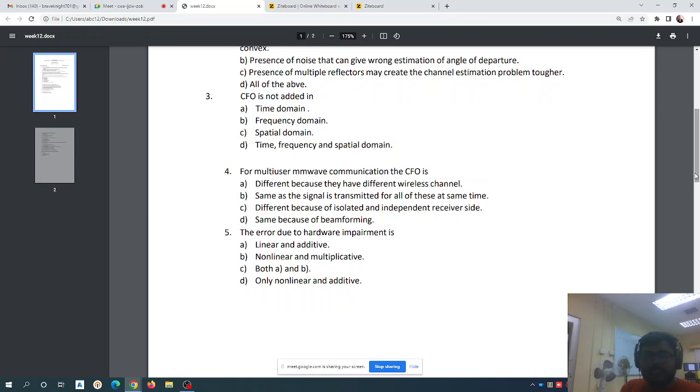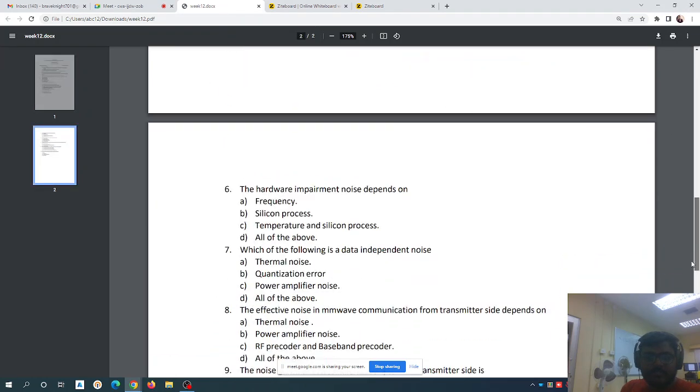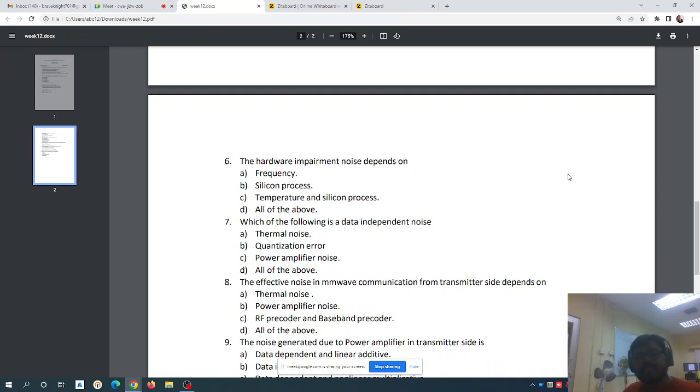So let us go to question number 6. Question number 6 says the hardware impairment noise depends on frequency, silicon process, temperature and silicon process, and all of the above. There are 4 options.